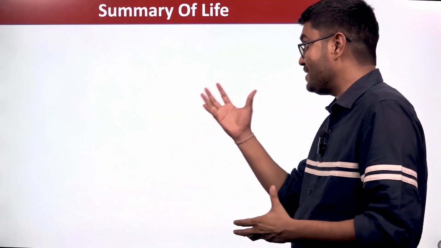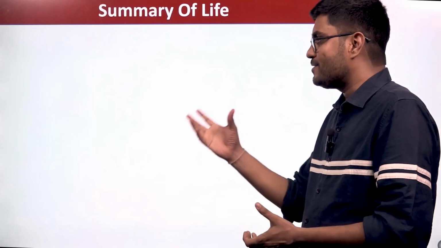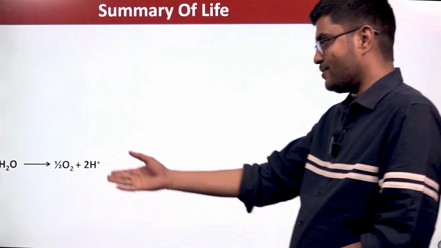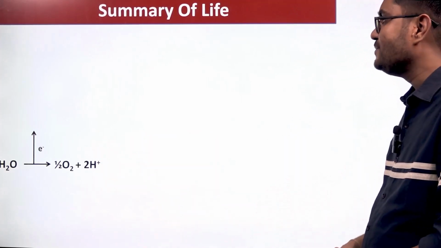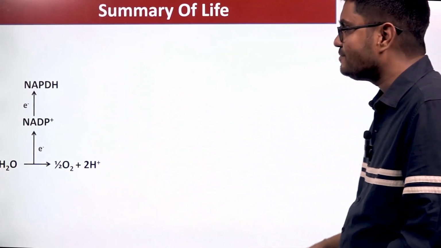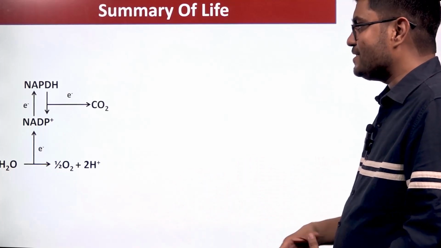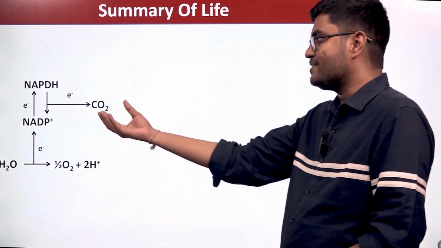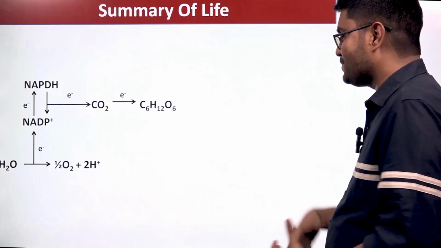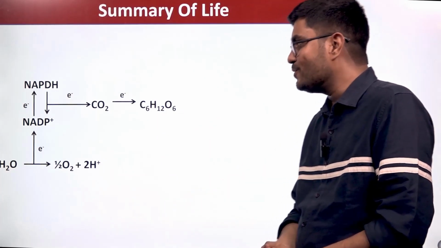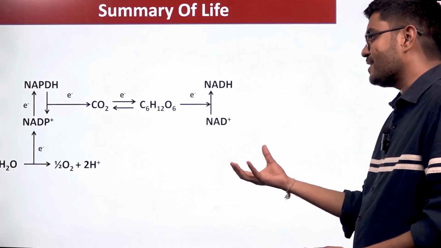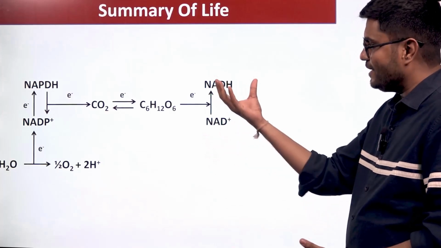So now I am going to summarize our life based on reduction potential. Life starts from water, which is giving us oxygen and giving us electrons. These electrons are given to NADP plus, which is converting into NADPH in the light reaction. NADPH is converting back into NADP plus, and the released electrons are given to CO2, which is making glucose. Animals, plants, different types of cells are utilizing this glucose, again generating CO2, releasing the electrons. These electrons are given to NAD plus, which is converting into NADH.